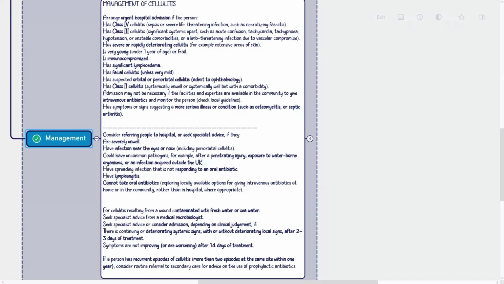For cellulitis resulting from a wound contaminated with fresh water or seawater, seek specialist advice from a medical microbiologist. Seek specialist advice or consider admission, depending on clinical judgment, if there are continuing or deteriorating systemic signs, with or without deteriorating local signs, after 2 to 3 days of treatment, or symptoms are not improving or are worsening after 14 days of treatment. If a person has recurrent episodes of cellulitis, more than 2 episodes at the same site within 1 year, consider routine referral to secondary care for advice on the use of prophylactic antibiotics.